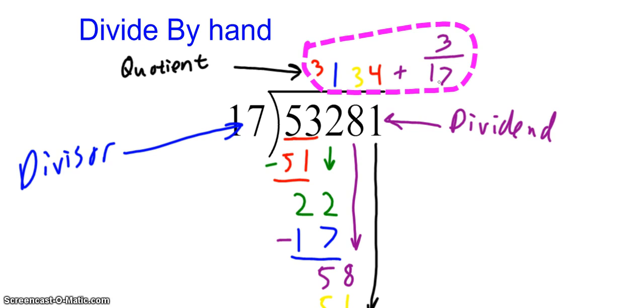Okay, good. So the process for long division, you divide, then you multiply, then you subtract, and then you repeat. It's just like washing your hair.